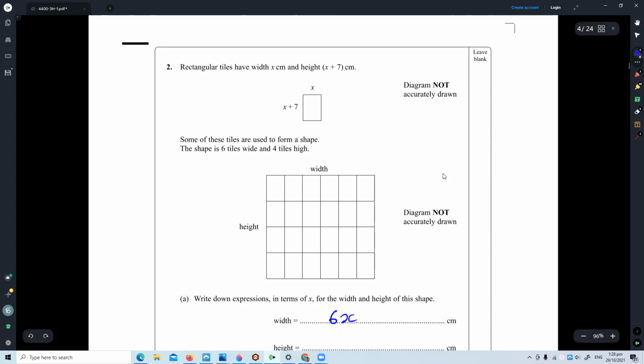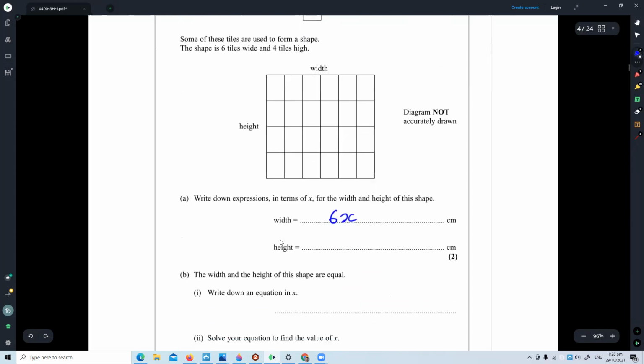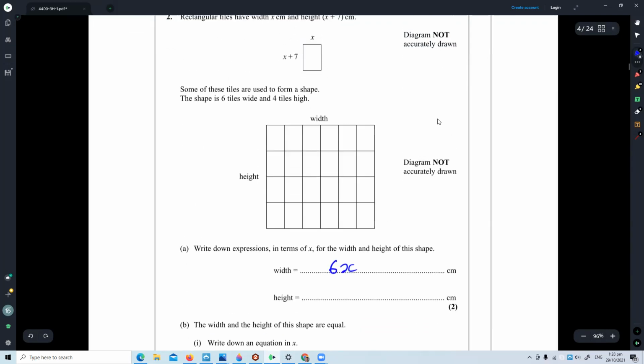And then the height, well, how many do I have? I have 1, 2, 3, 4. So I could say 4 times x plus 7. So 4 times (x plus 7). This gives me 2 marks.